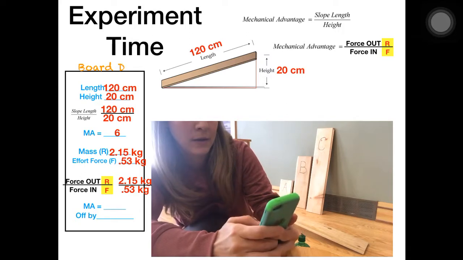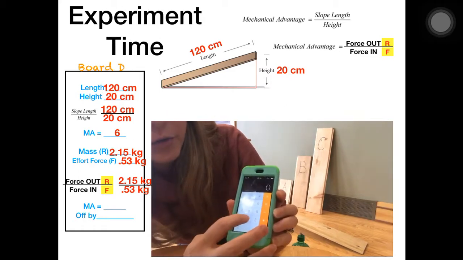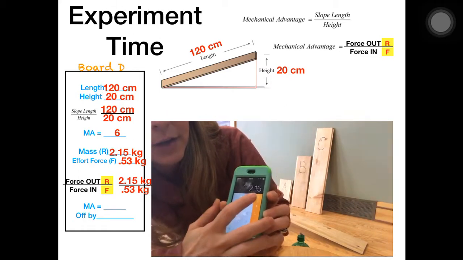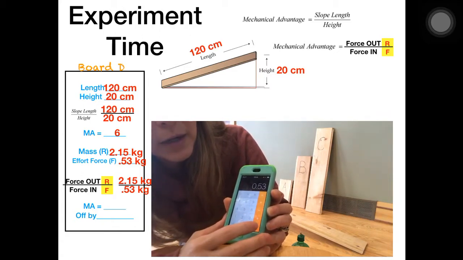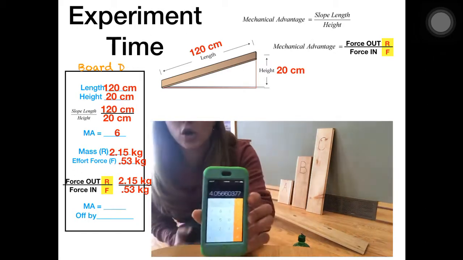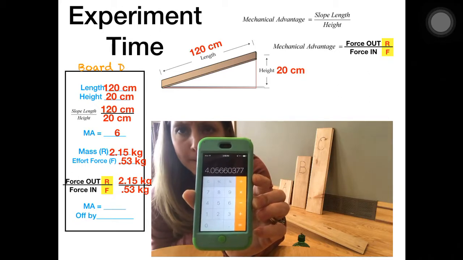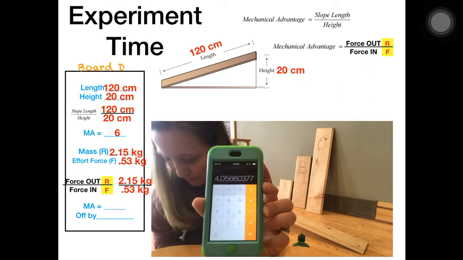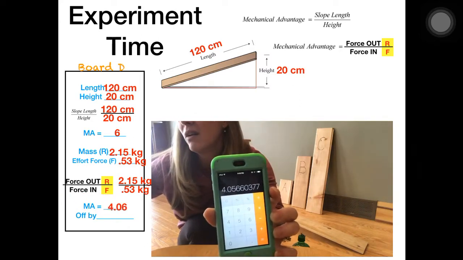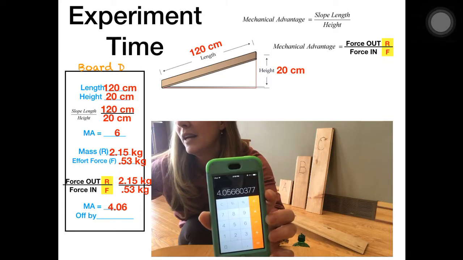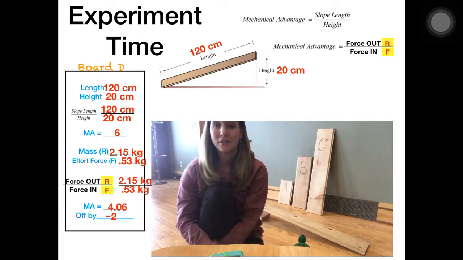Okay. Get in here, clear it out from the last one. We have 2.15 divided by 0.53 equals 4.06. That's what we get, but pretty close to 4. And if we just think of it as 4, then our mechanical advantage is off by 2.06.